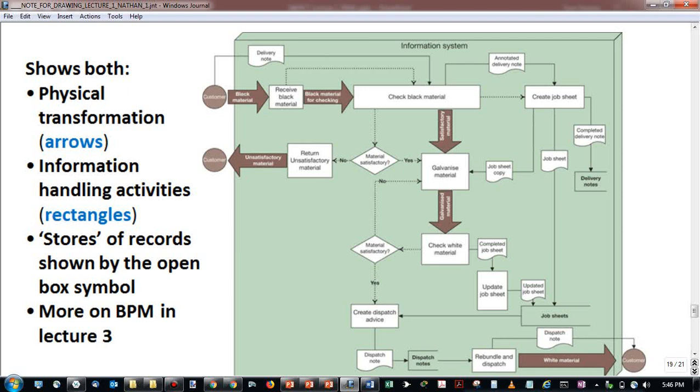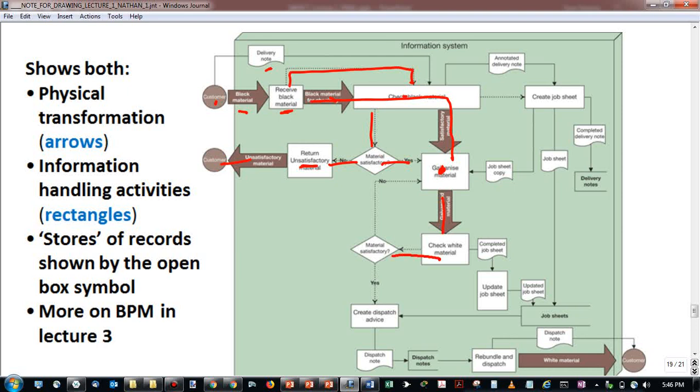Well, sort of. Customer's still here. They have black material. You receive black material. There's a delivery note. Now there's information. This dotted line is still here saying we're going to take the black material for checking. We check it. Is the material satisfactory? No, you get it back, right, with this black material. Yes. Well, we're going to galvanize the material. What material? Well, that material that you gave us. And we give the material there.